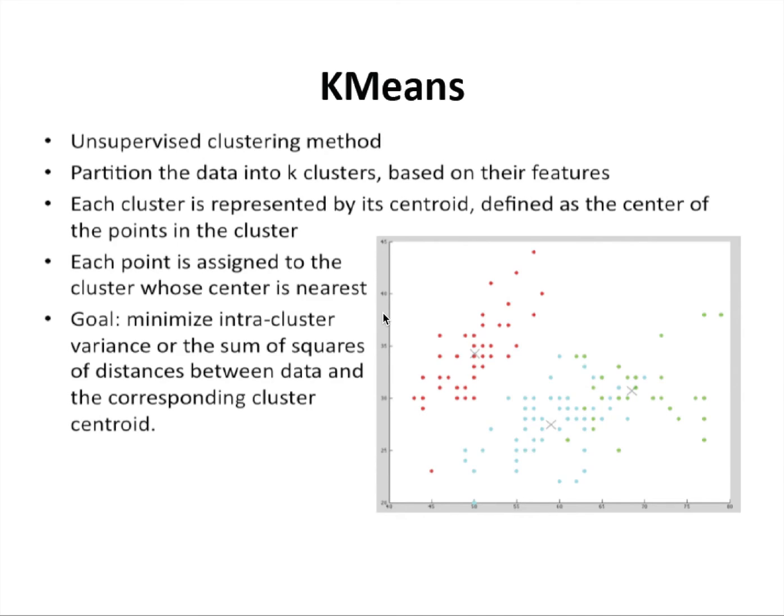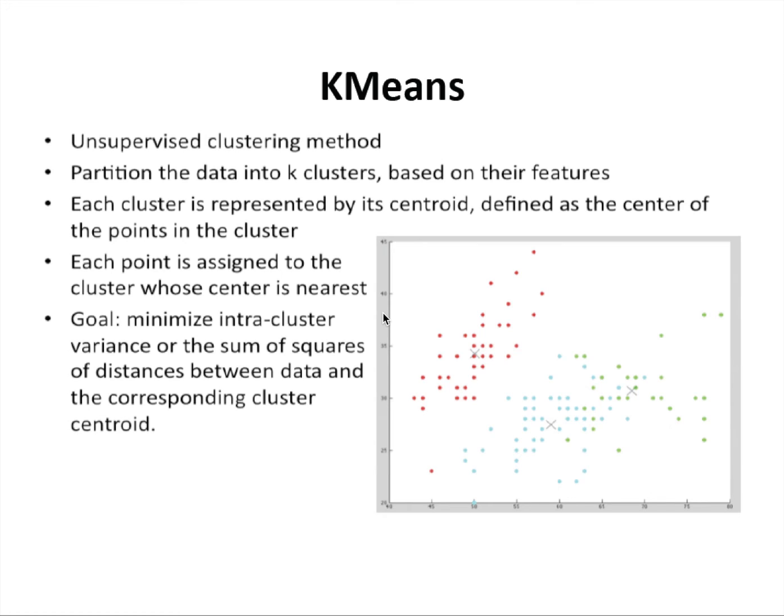And what k-means will do is it will then assign patients to the cluster to which they are closest. And so what you want to do is minimize the variance between the different clusters. For example, distances between data and the corresponding cluster centroid will be minimized. In a sense, they're getting assigned to their closest cluster, where closest is defined by how close each point is to the centroid.